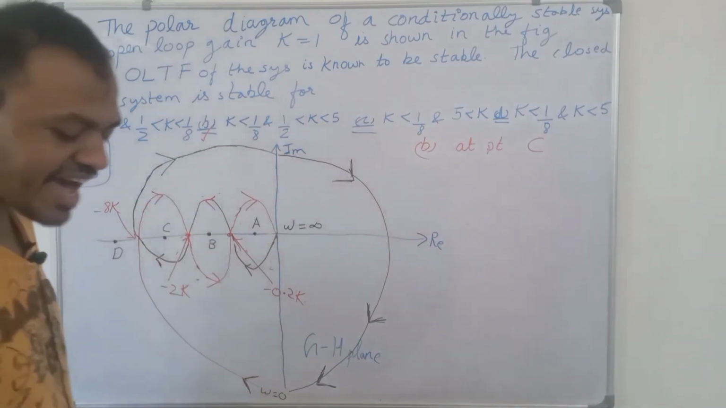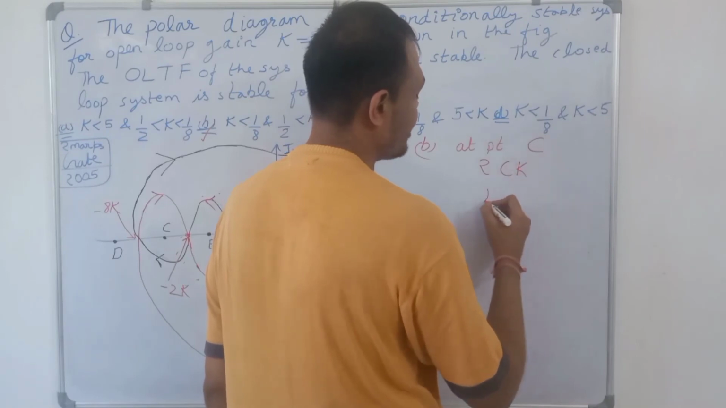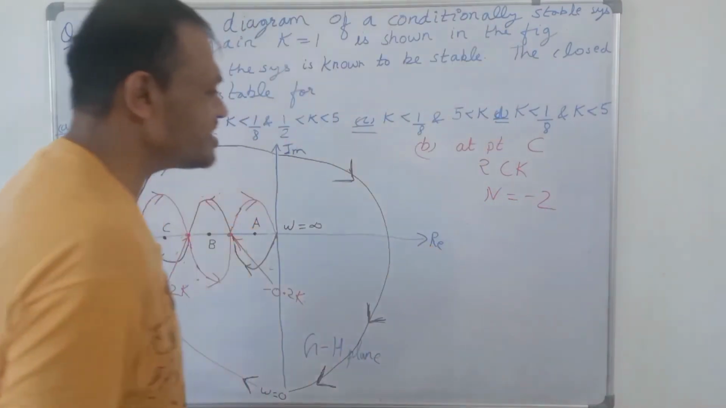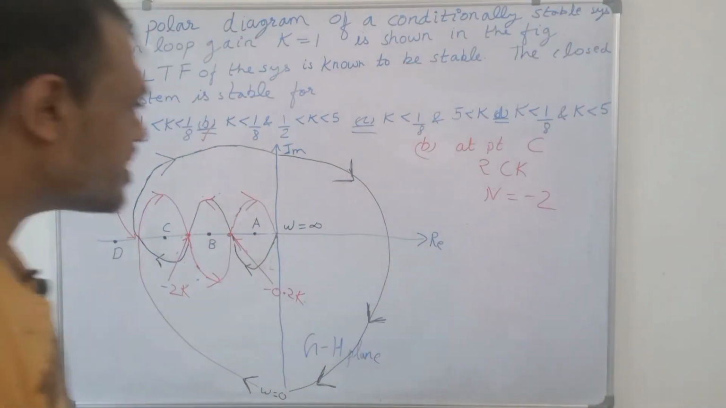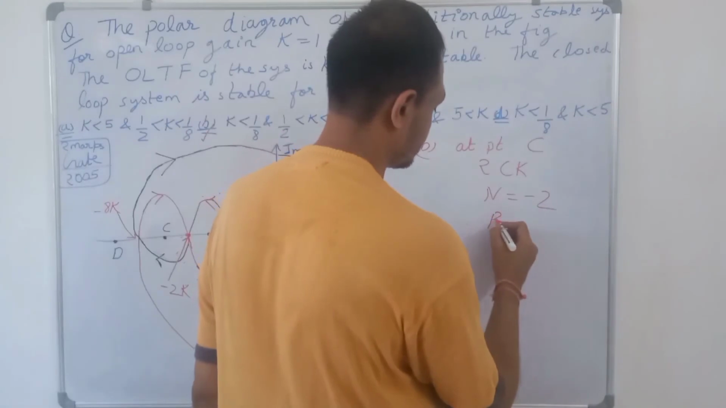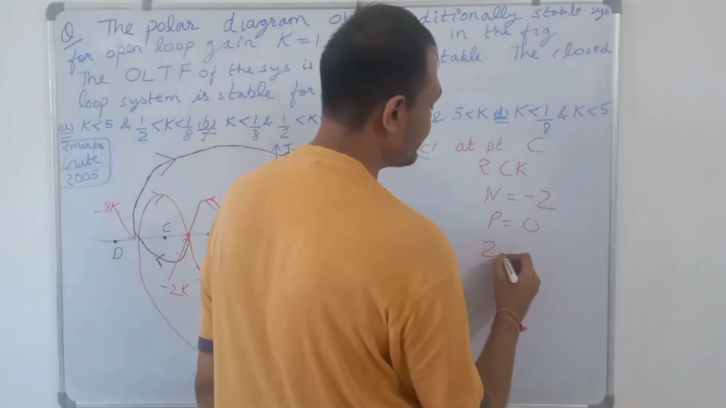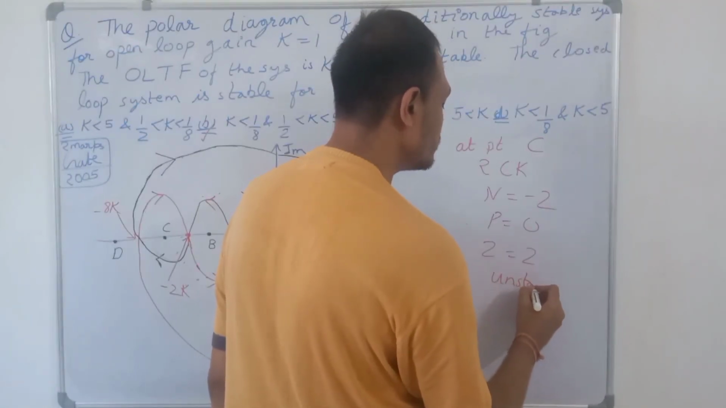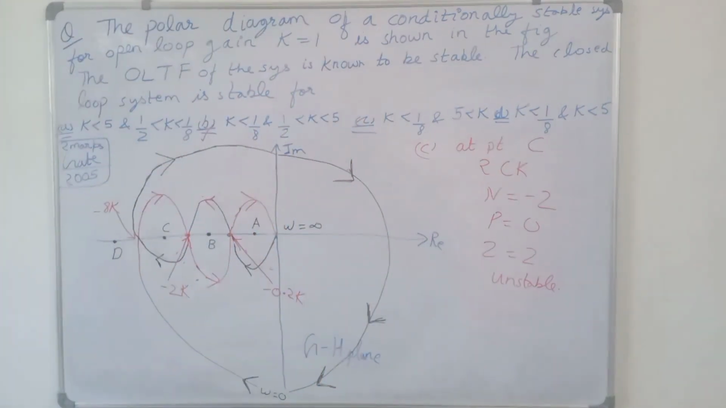So there are 2 clockwise encirclements. So n will be equal to -2 because our n is defined as the encirclements in anti-clockwise direction. P is 0. So as before, the z value will be equal to 2. So this is also unstable because there are 2 poles in the right hand side for closed loop transfer function. So at point C the system is unstable.